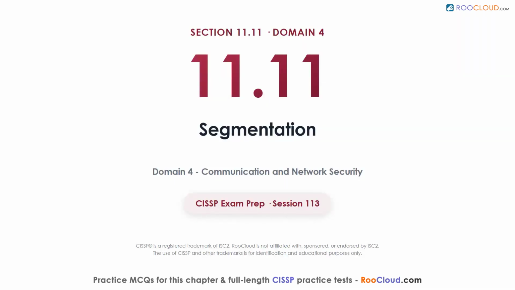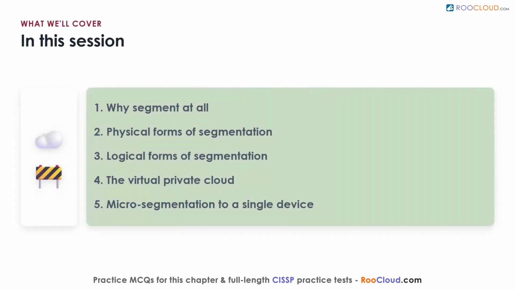Welcome to section 11.11. This is the 113th session of the CISSP exam prep series. In this session, we'll learn how and why networks get divided into smaller pieces. We'll answer several questions. Why segment a network at all?